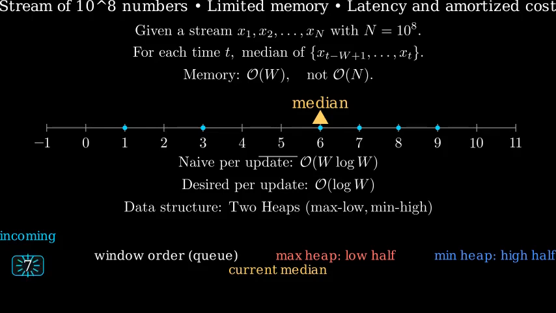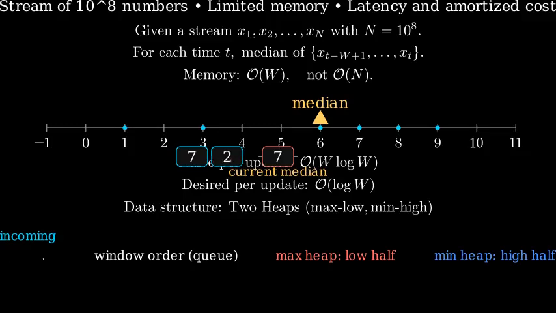Let us insert values into the data structure while maintaining two invariants. 1. Every value in the low heap is less than or equal to every value in the high heap. 2. The sizes differ by at most 1. We show the window order on the left and the two heaps on the right. We will use a window of 5.